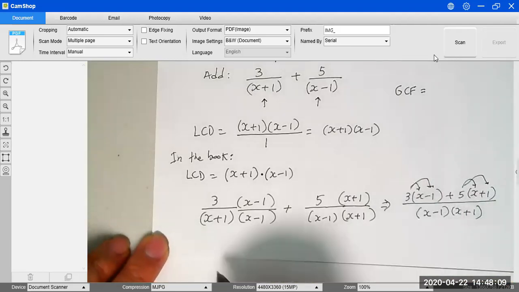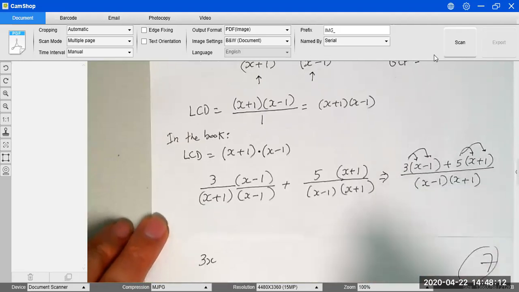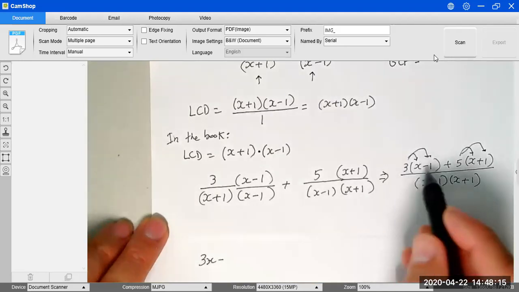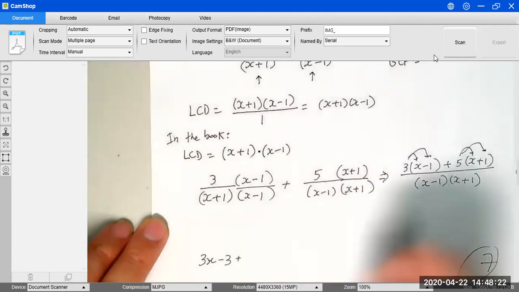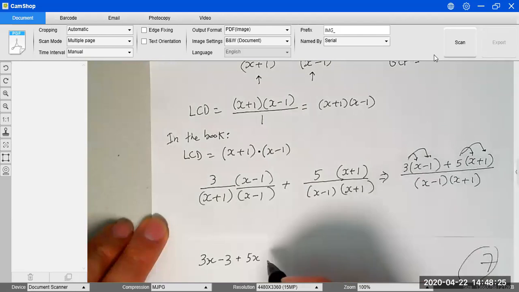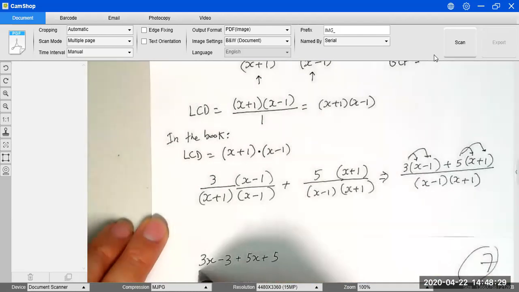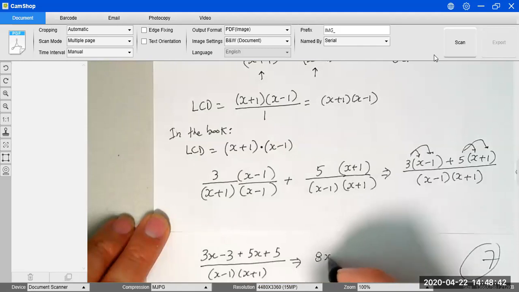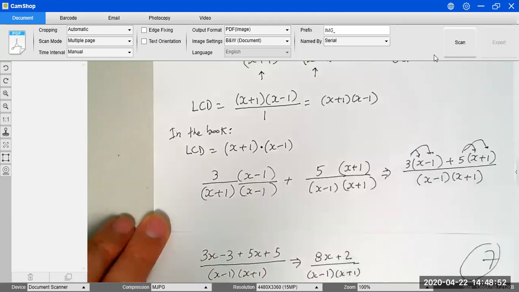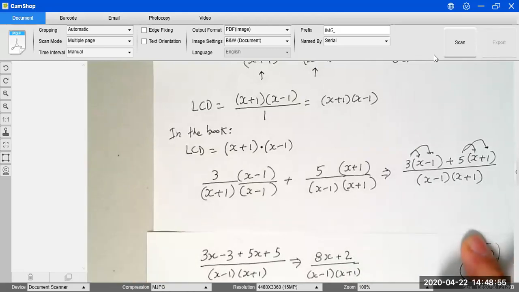So we're going to get 3 times x is going to be 3x, minus 3 times negative 1 is going to be negative 3. Then plus 5 times x is just 5x. Plus 5 times 1 is going to be 5. Everything over x minus 1 multiplying x plus 1. Then you combine like terms. So you have 5x plus 3x is going to be 8x. And 5 minus 3 is going to be 2. And you have x minus 1 times x plus 1.